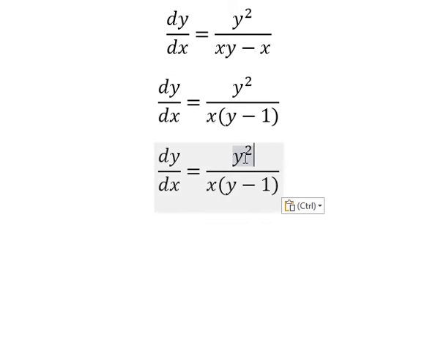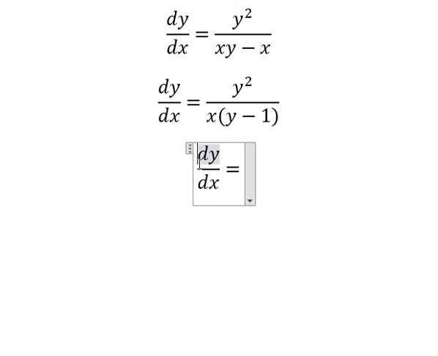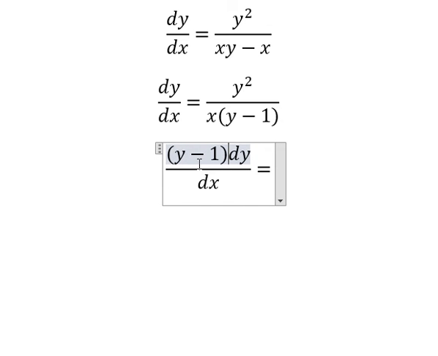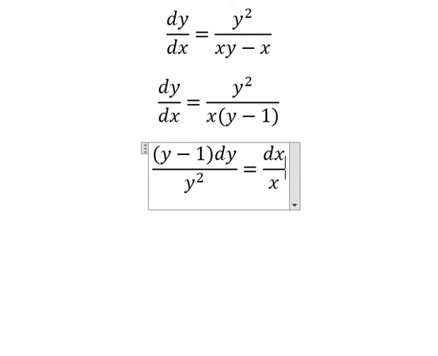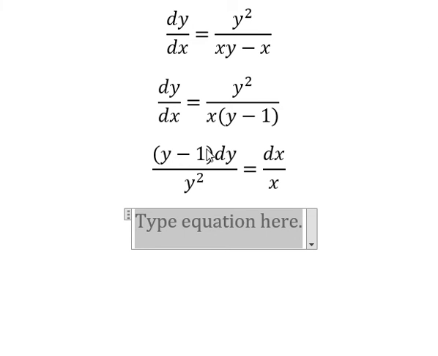I will put the y squared and y minus 1 to the left. The x will go to the right. Next, we put the integration for both sides.